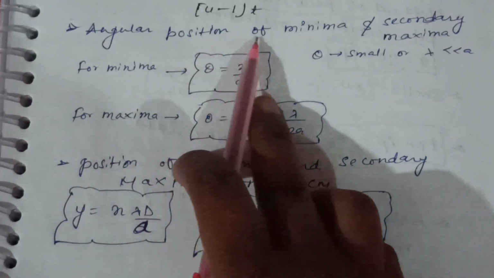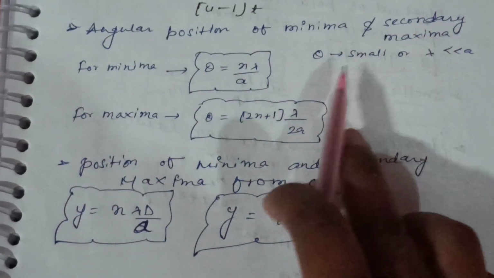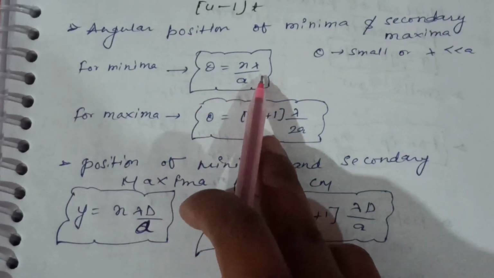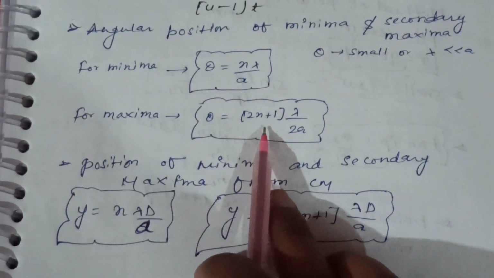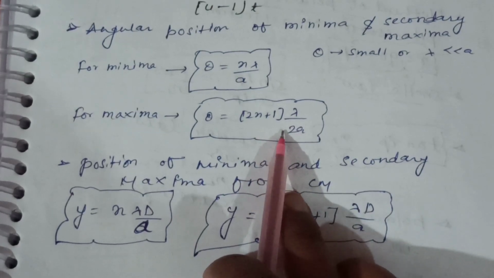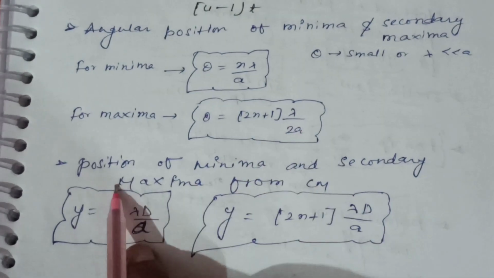Angular positions of minima and secondary maxima. For minima, θ = nλ/a. For maxima, θ = (2n + 1)λ/(2a).